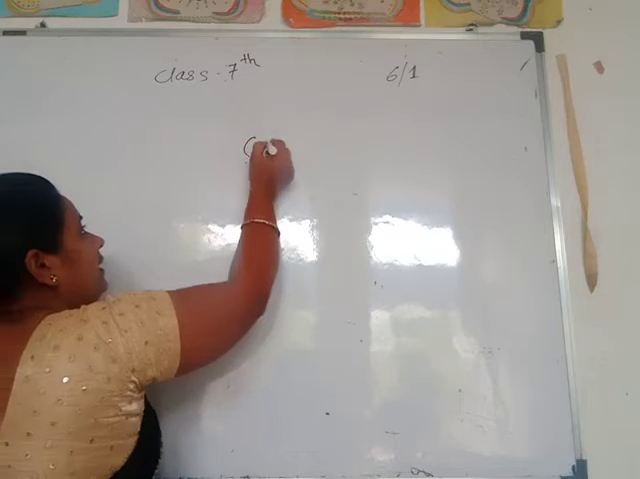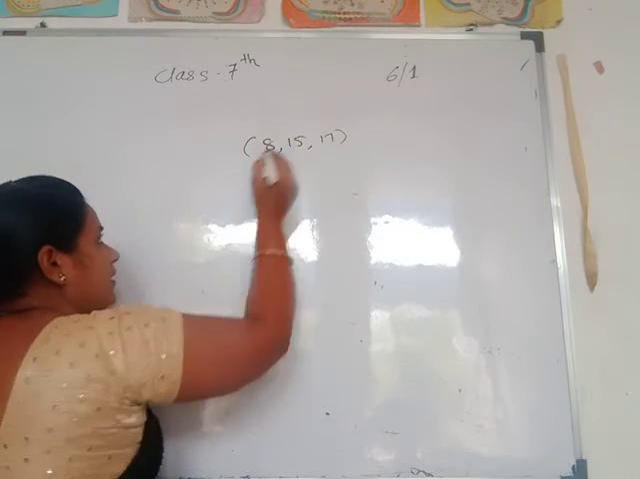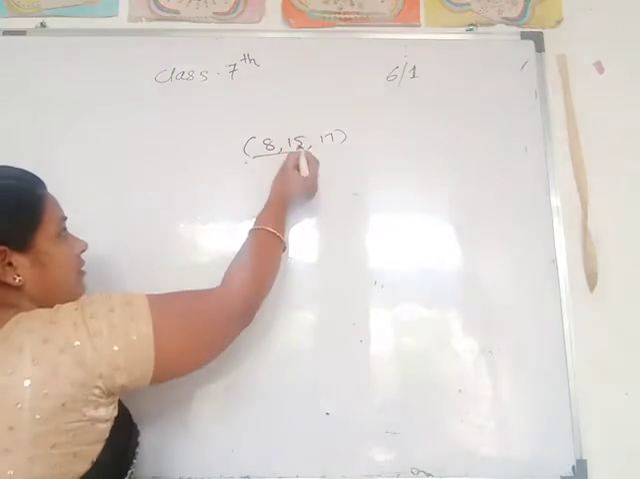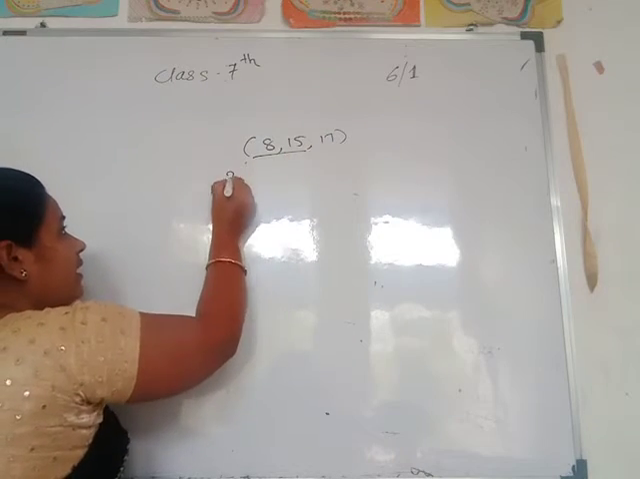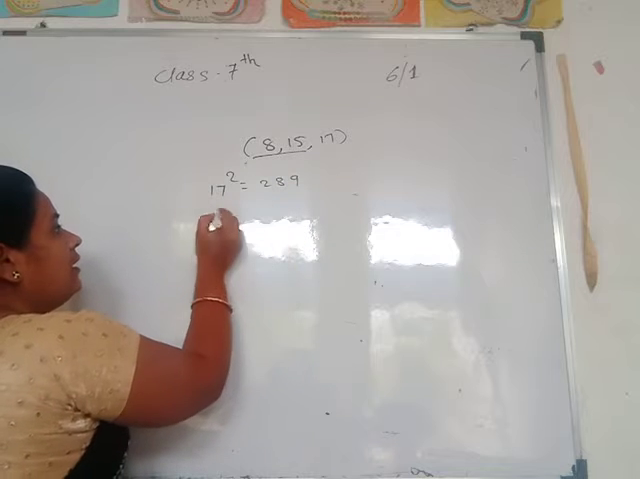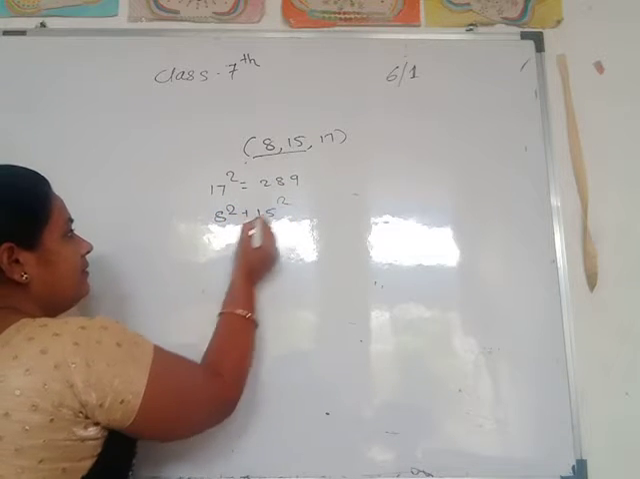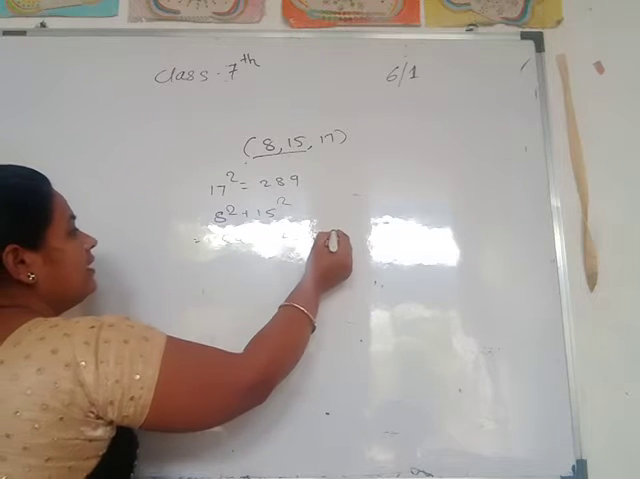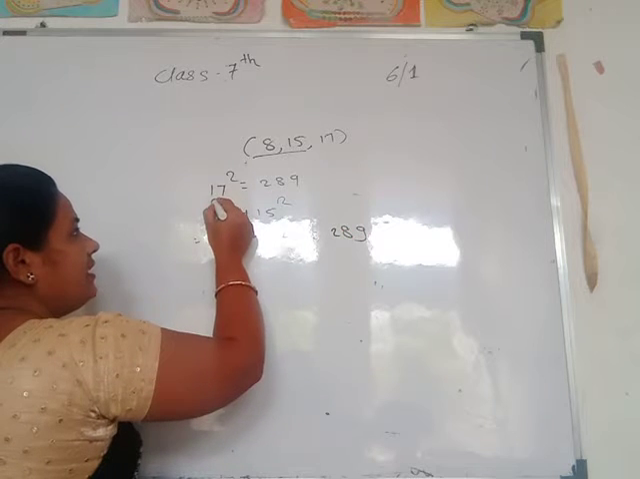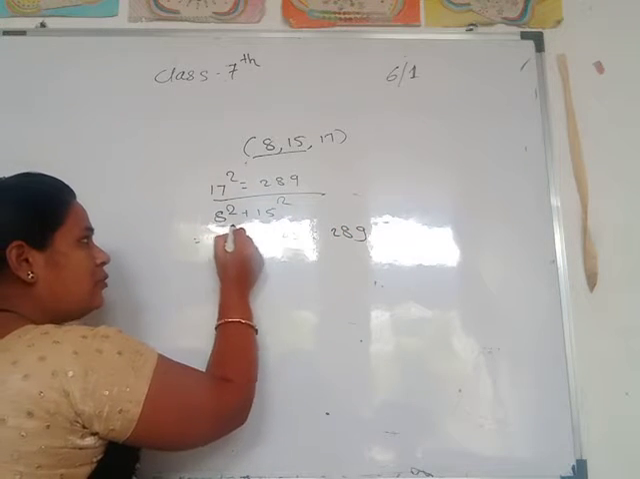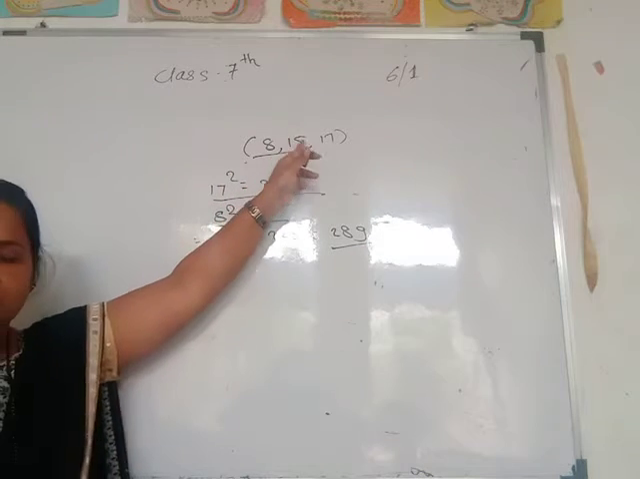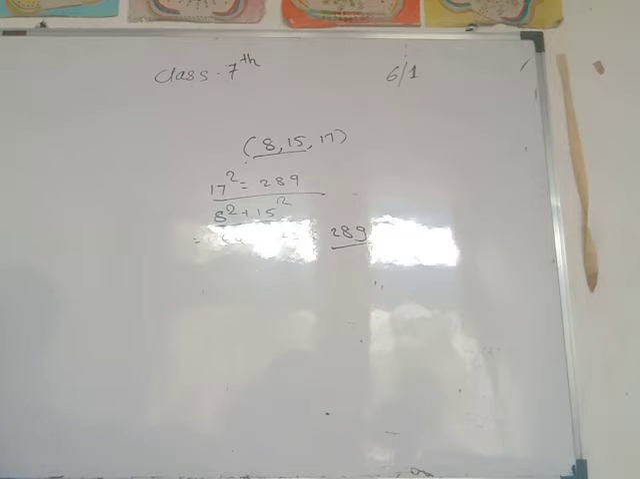Suppose one example here: 8, 15, 17. The square of the biggest number is equal to the sum of the other two squares. Here the biggest number 17 squared is 289. Then 8 squared, 64, plus 15 squared, 225. This addition is also 289. This means 17 squared equals the sum of the squares of the other two numbers, therefore these three numbers are a Pythagorean triplet.